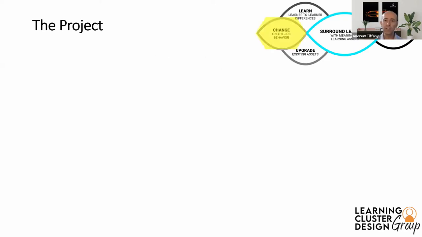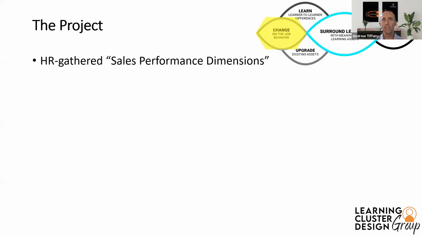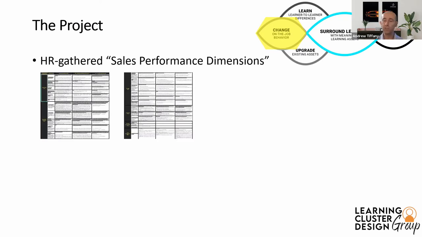In terms of what we're trying to change, with the specific sales reps that were at this meeting, the human resources team had gathered what they called sales performance dimensions, which is the behaviors they want people to see. And by and large, a lot of people do a lot of these things already, right? And so they gathered best practices and a lot of other things, and they produced this document.